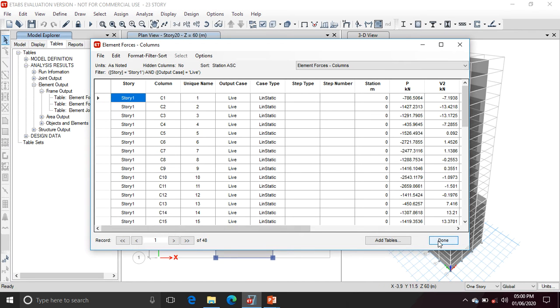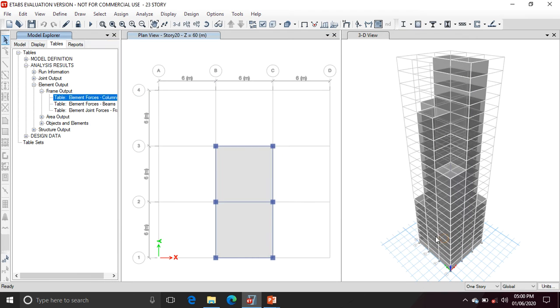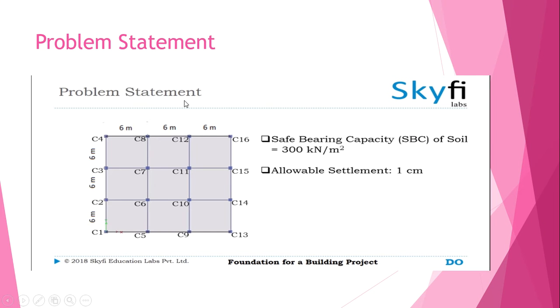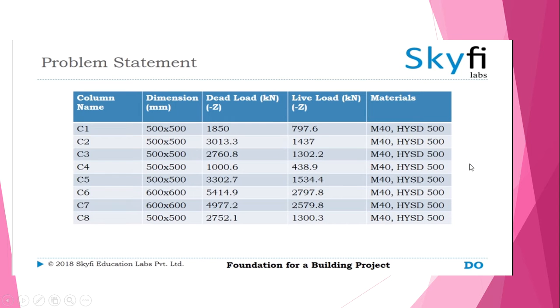After getting all the values, click on done, then go to the summary, that is the problem statement we have. The columns are C1, C2, C3, C4, C5, C6, C7, C8, C9, C10, C11, C12, C13, C14, C15, C16. The total length and width of the dimension is 18 meter by 18 meter, then the safe bearing capacity, SBC of soil, is 300 kilonewton per meter square. Allowable settlement is 1 centimeter.